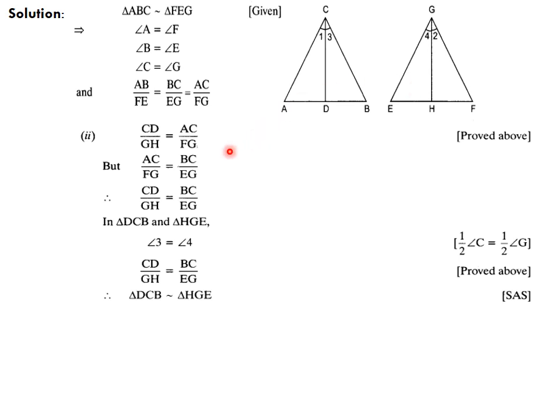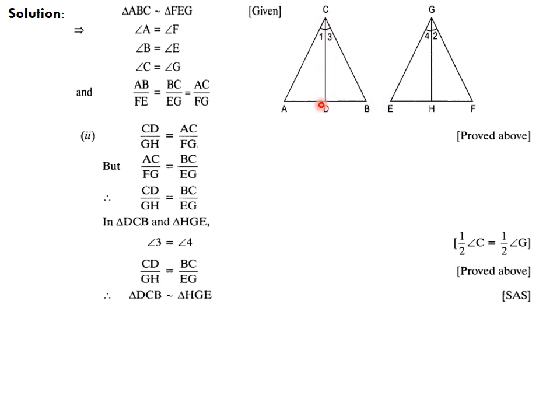To prove this, from the previous proof, we have already seen that CD by GH is equal to AC by FG. Now, from this given relation, we can see that AC by FG is equal to BC by EG. So we can write it over here. Now, if we compare these two equations, AC by FG is common in both the equations. So we can easily write down that CD by GH is equal to BC by EG.